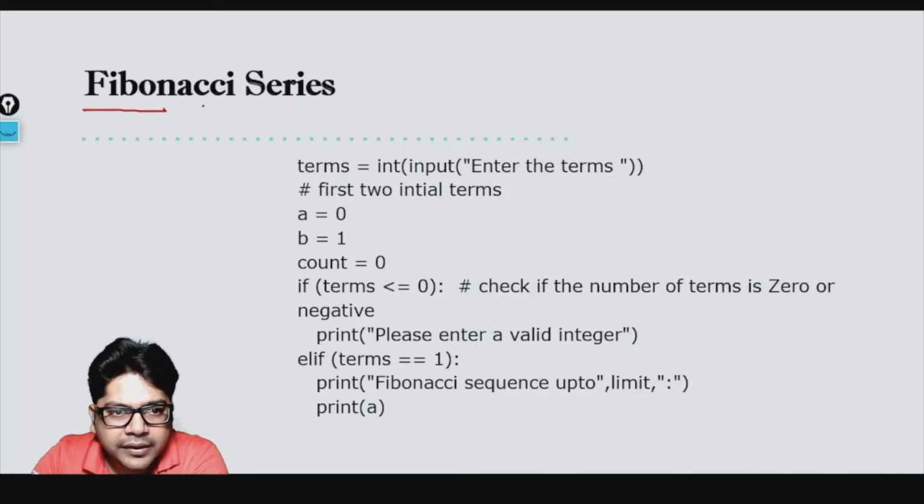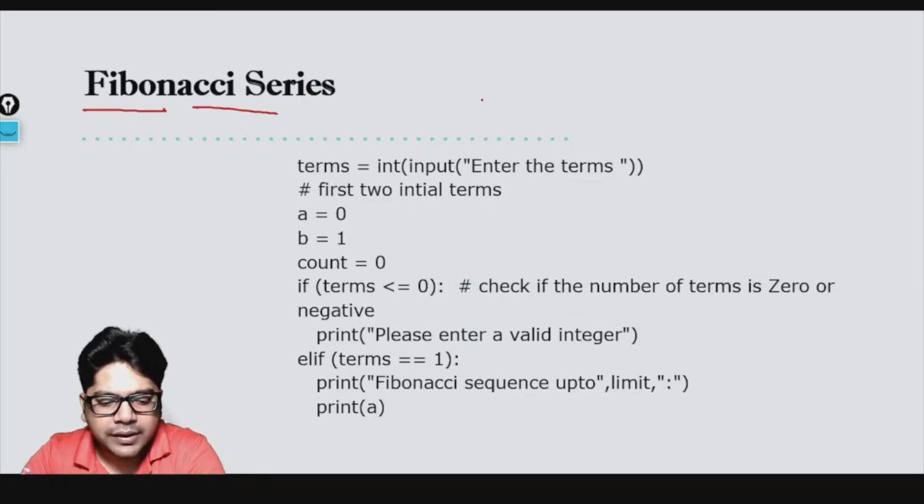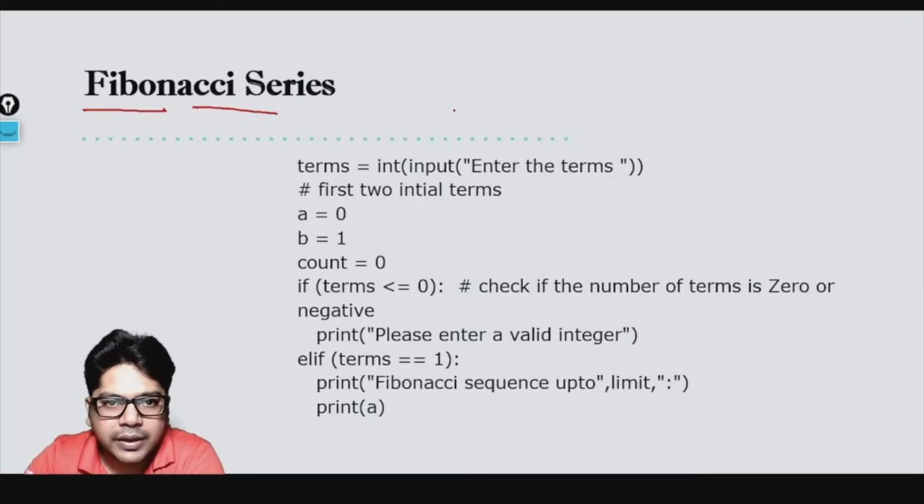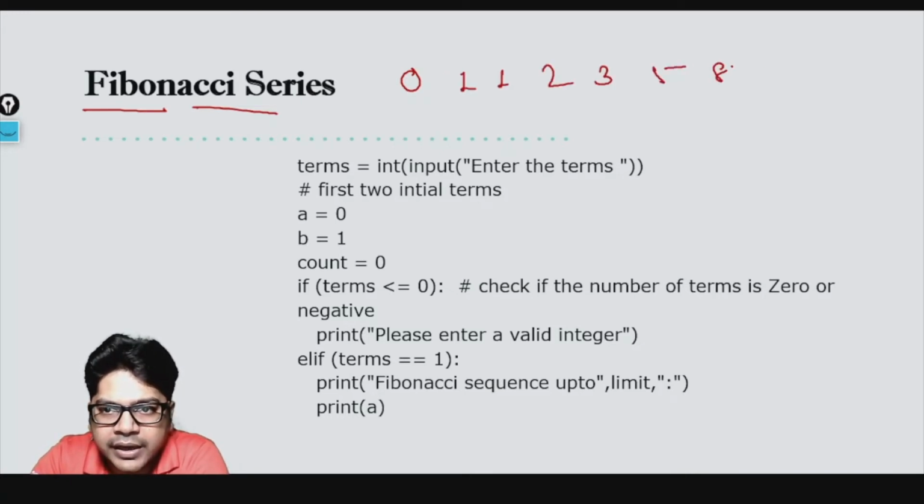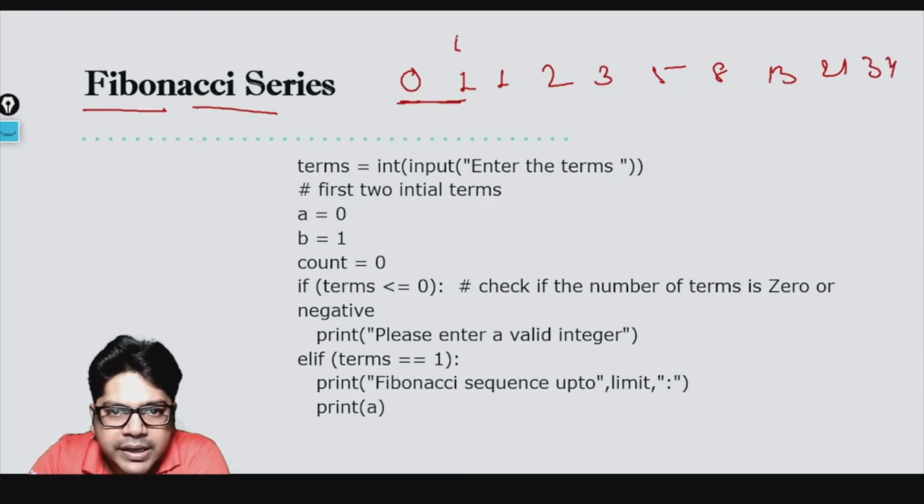Talking about Fibonacci series. So what is Fibonacci series? Fibonacci series is a very important series. Here it is like 0, 1, 1, 2, 3, 5, 8, and then 13, and then 21, and then 34. So what happens is that you have the first two numbers, and the next number is the sum of the previous two. So 0 plus 1 is 1.